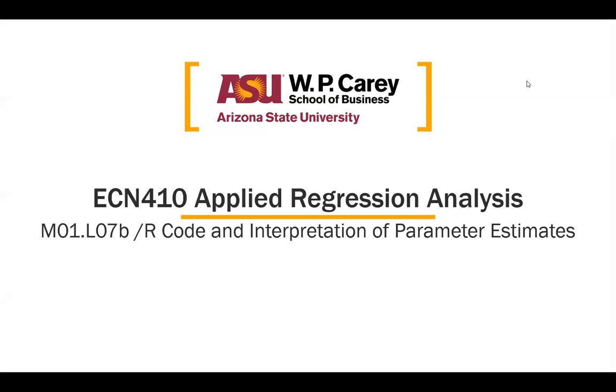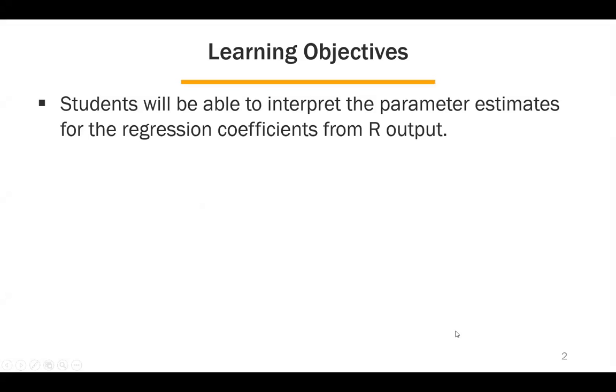All right, so here we are in applied regression, and I'm going to show a little bit of R code and an interpretation of the parameter estimates. A previous video went over how to find the parameter estimates, but I'm going to actually open the R code to do that here. The learning objective here is that you're going to be able to interpret the parameter estimates for the regression coefficients from the R output. So instead of just seeing what they are, you're going to be able to give an interpretation.